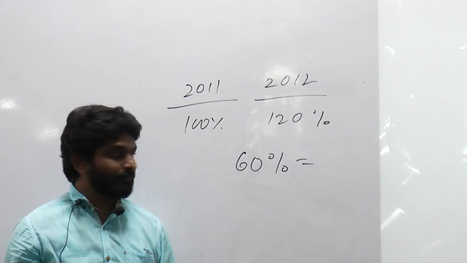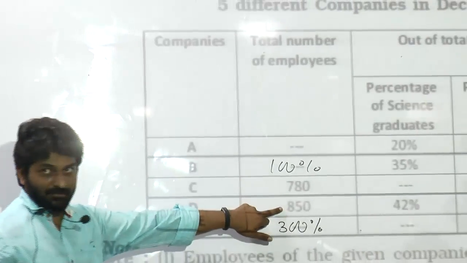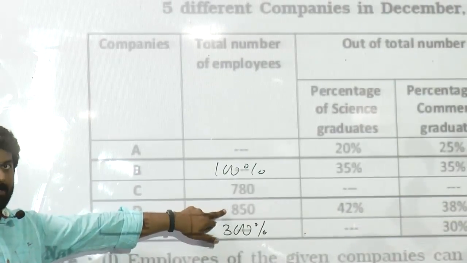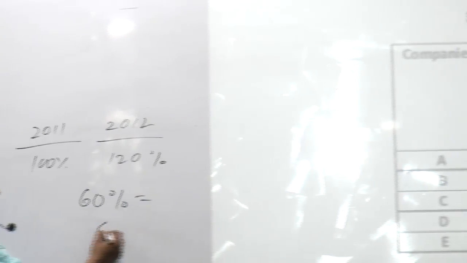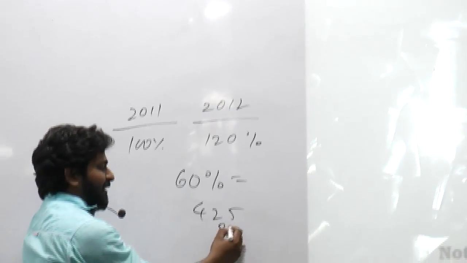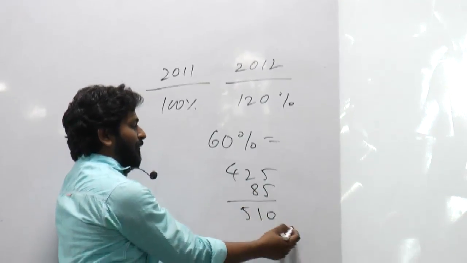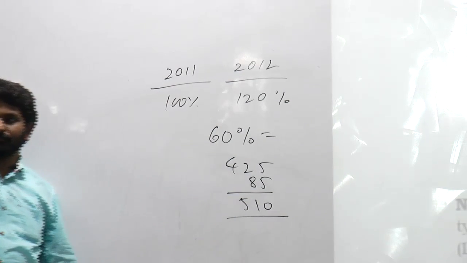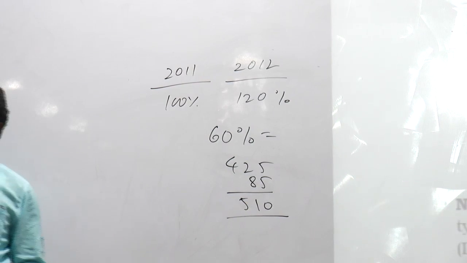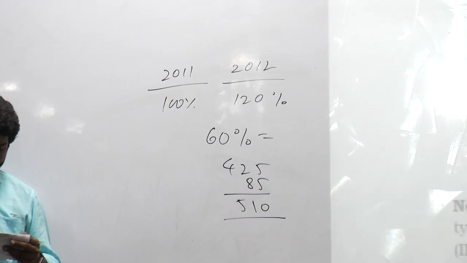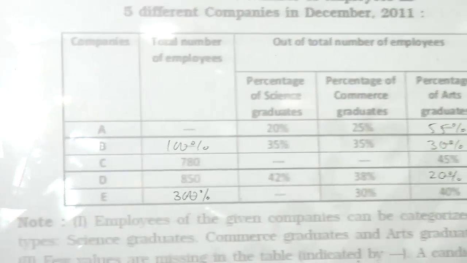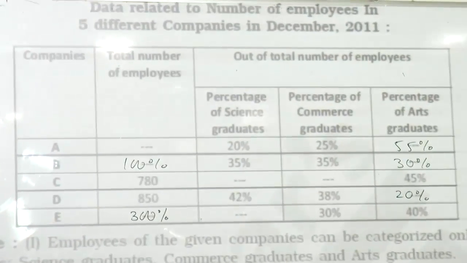Correct? Or else you will have to calculate 60% of this number, 850. 60% of 850: 50% is 425, 10% is 85, total 510. Or else go for 3 multiplication. And there is only one multiple of 3, that's final. Right. 45.